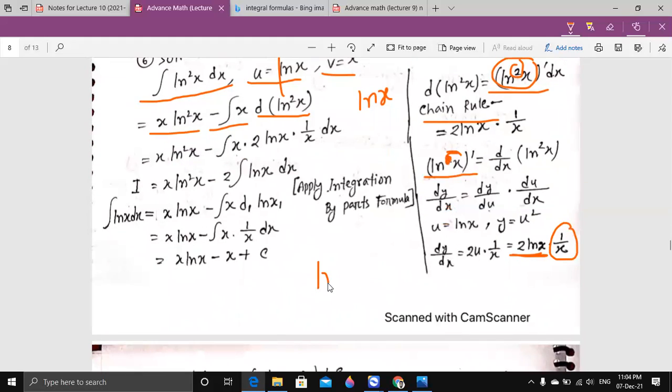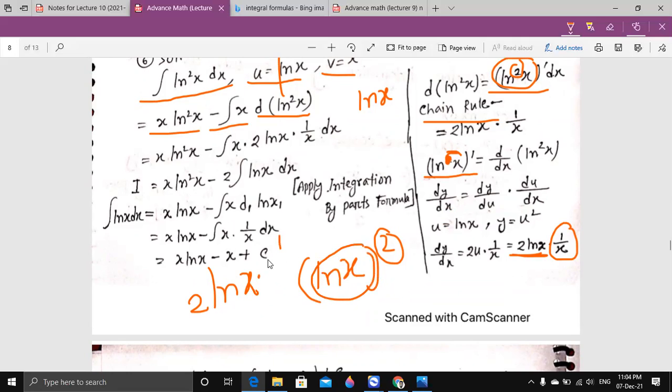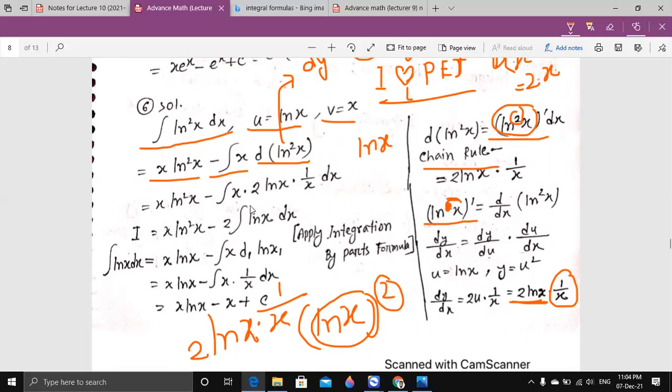Guys, do you understand? We had ln square x, so we can also write it this way, (ln x) whole square. So this whole square is our outer function. So we can write 2 ln x, and then into our inside function ln x. So derivative of ln x will be 1 by x. Okay? So ultimately we get 2 ln x into 1 by x. I have to write here 2 ln x into 1 by x dx. Okay?